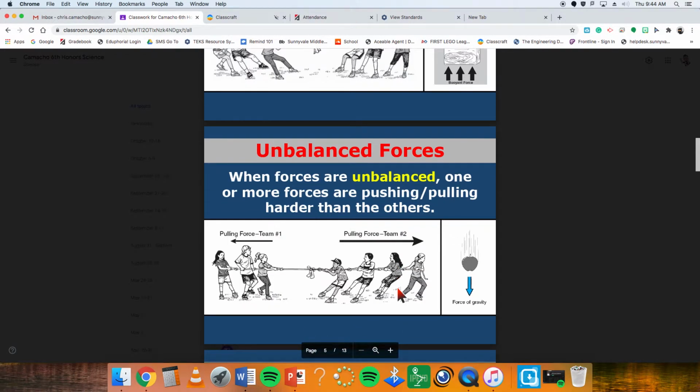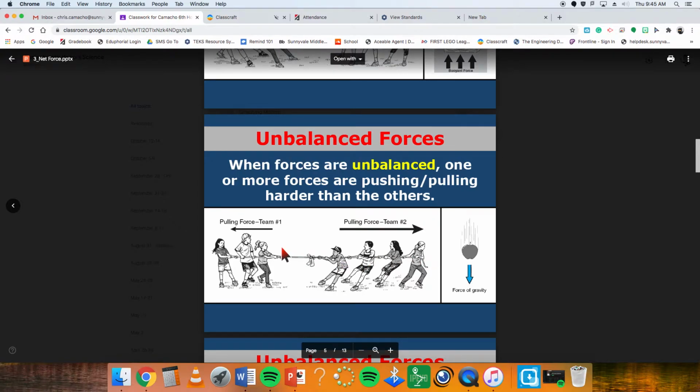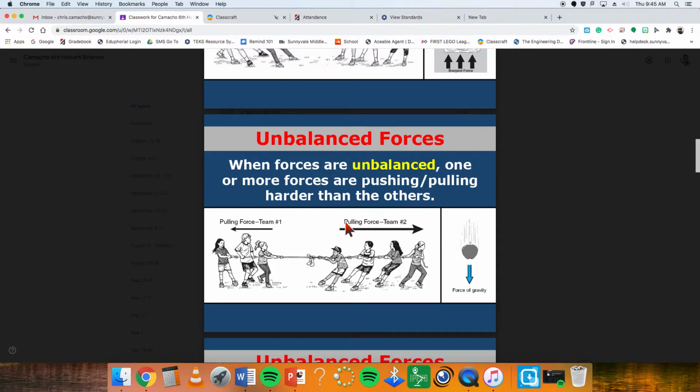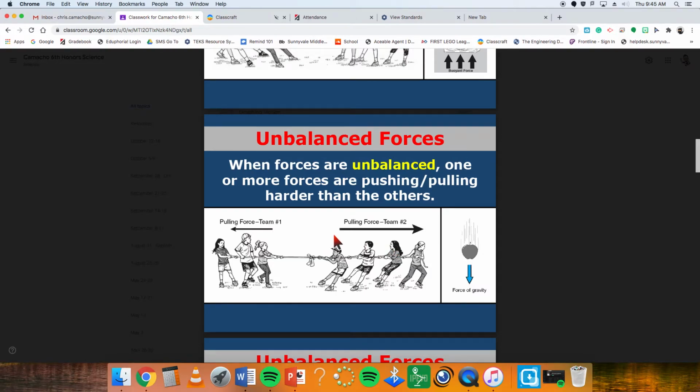So let's now move on to unbalanced forces. When forces are unbalanced, one or more forces are pushing or pulling harder in the opposite direction. So we have a fourth person that is now pulling on the rope for team two, and the force is greater in this case, so we can see that the net force would be to the right. When you subtract the two forces, whatever's left over is in the direction that force is being pulled or pushed, that would be the net force.